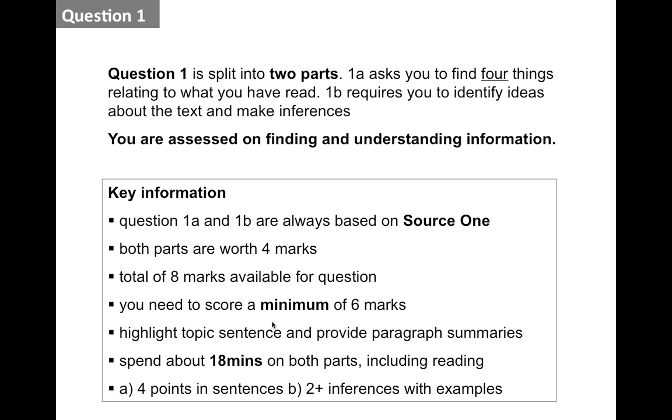Alternatively, it's always useful to keep a running commentary in the paragraph margins, in just 1 or 2 words, summarising the things that you've just read, so that when it comes to answering the questions, you're nice and clear where the information is. We think, including reading time, you need to spend about 18 minutes on this. If you spend much more, that will obviously eat into some of the other questions later on that are worth more marks. So 18 minutes is about right. And you're aiming for all 4 points in question A, and maybe about 2 points with inferences and examples in section B. If you can write reasonably quickly and you can identify 3, then that's a good thing.